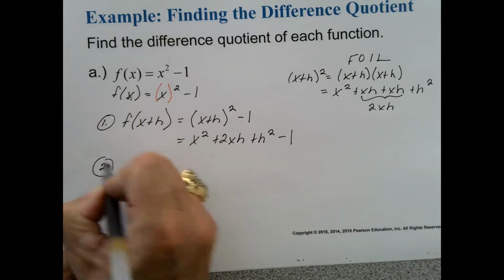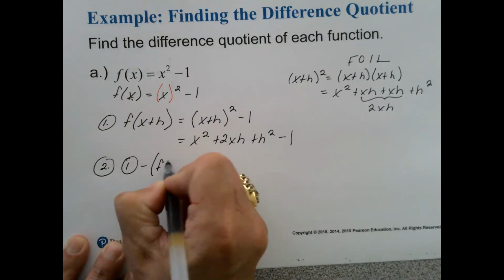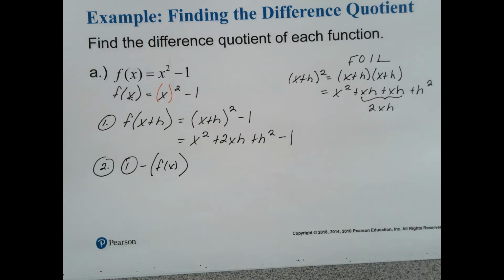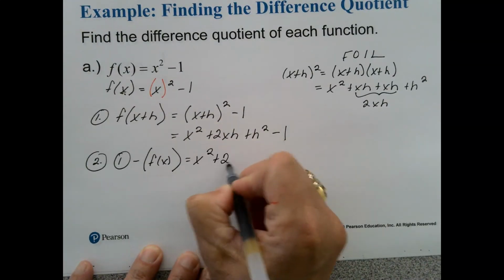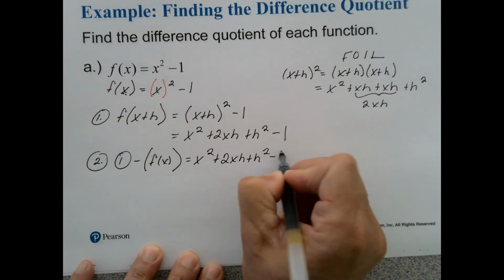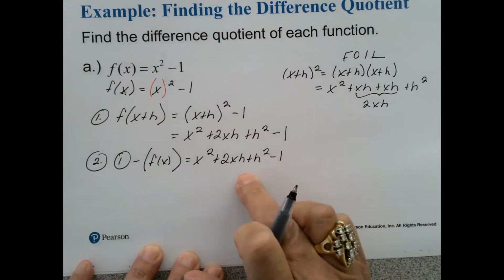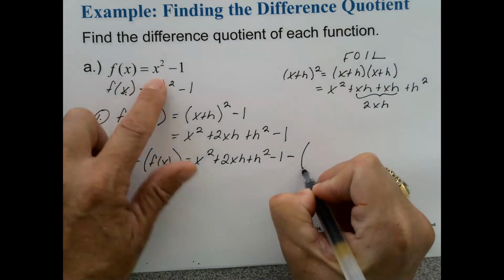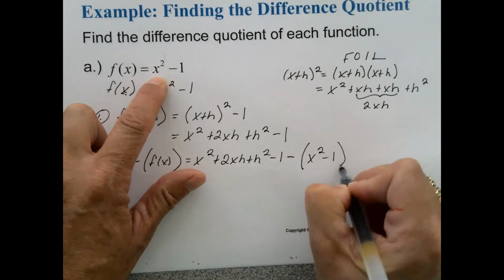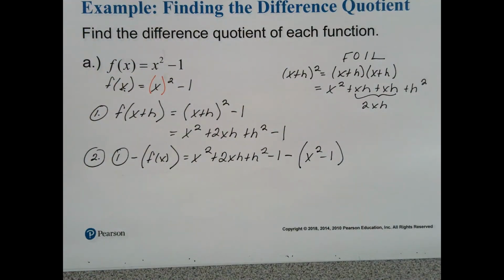Step number 2 said to take what you get in step number 1 and subtract the original function from it. So what I got in step number 1 was x squared plus 2xh plus h squared minus 1. So I'm just copying that right down. That was step number 1's answer. Now I'm going to subtract from it the original function, which is x squared minus 1. You can see why the parentheses are important here, because I'm not just subtracting the x squared, I'm also subtracting the minus 1. The entire original function gets subtracted.